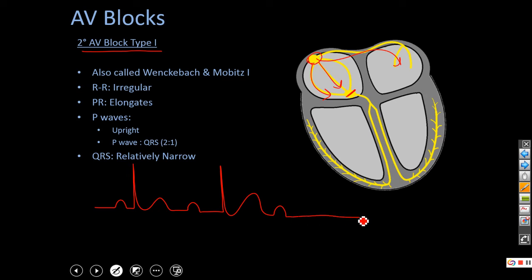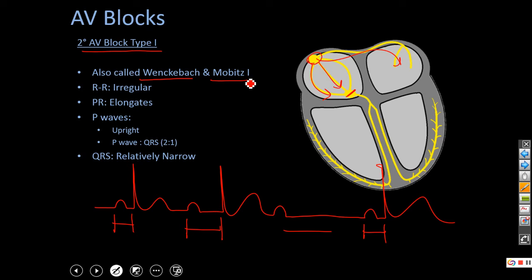until one is completely blocked. And then the PR resets itself. You can see how the PR gets longer and longer until that impulse is completely blocked through the AV node. We call that second degree type 1. It's also called Wenckebach, also called Mobitz 1.